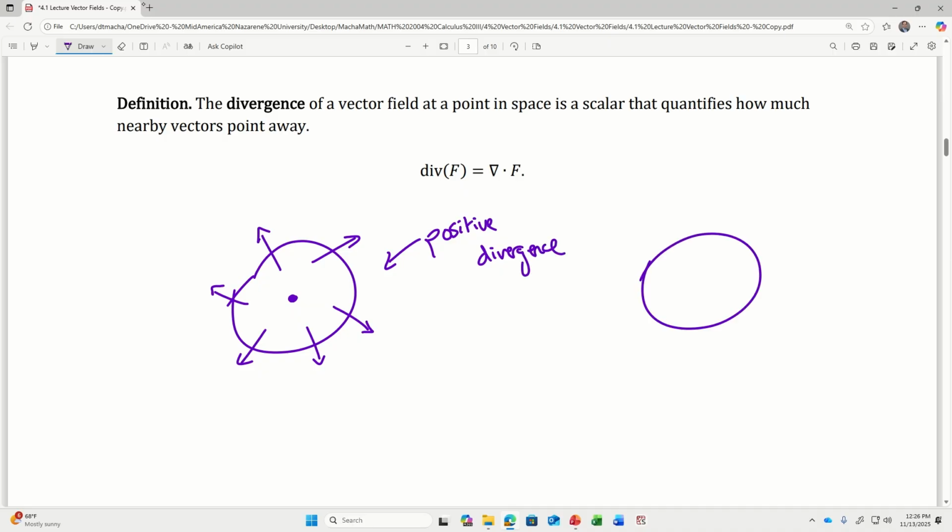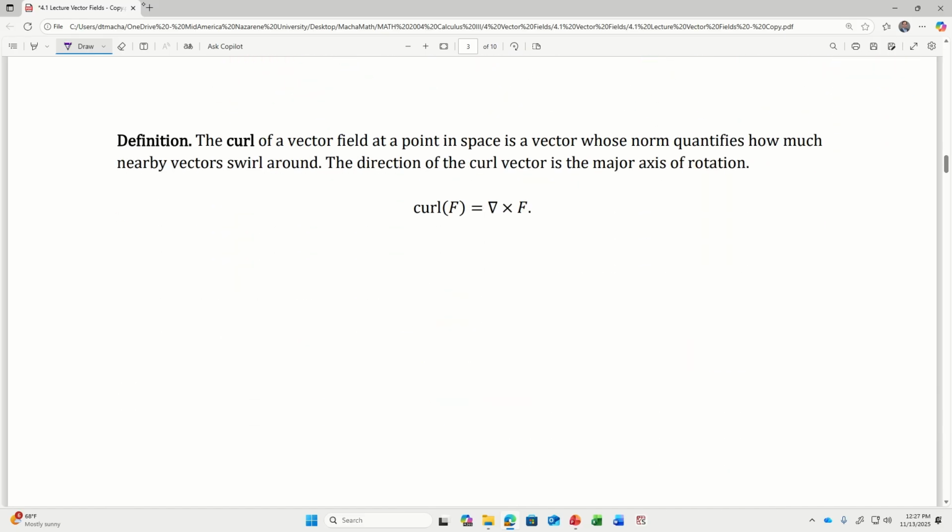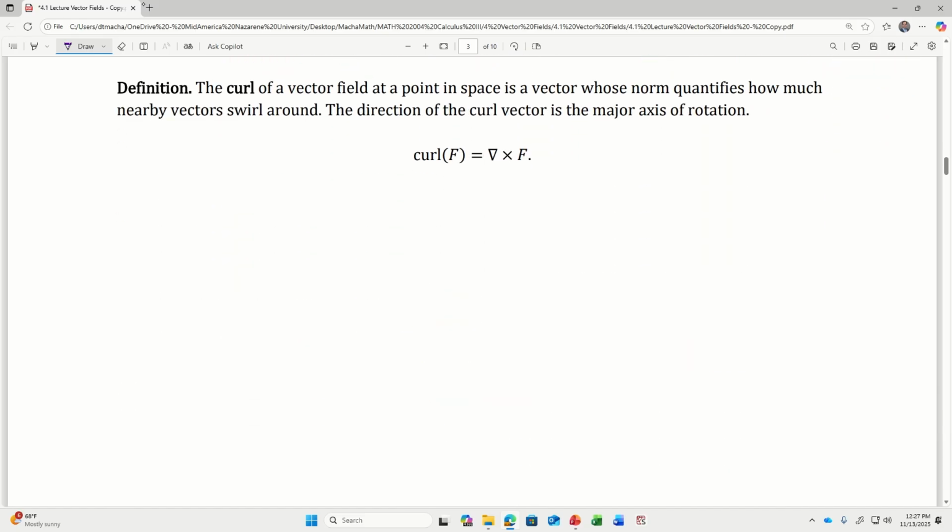And of course, negative divergence is what it would look like if I have some point I'm interested in, and in the neighborhood around that point, all the vectors are pointing in towards the point. That would be negative divergence. But again, I can't animate this for you. That's why I wanted you to watch the video so bad, so that you can see this animated. It's really helpful.